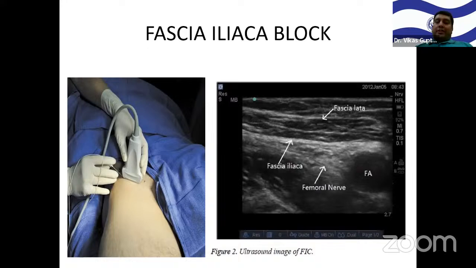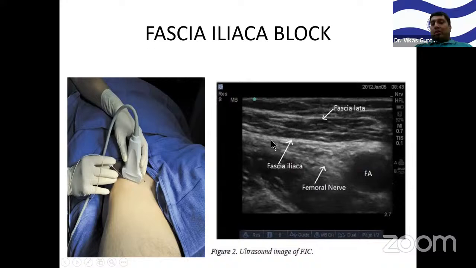It's very easy to perform this block. We will put our linear probe directly on the inguinal region. This is the femoral artery. We have to identify the femoral artery, and then we move lateral to medial, and find the hypoechoic fascia iliaca just superficial to that artery. The iliopsoas muscle is also there, and below that is the femoral nerve. We will use an in-plane approach from lateral to medial, and insert our needle in this fascial plane.